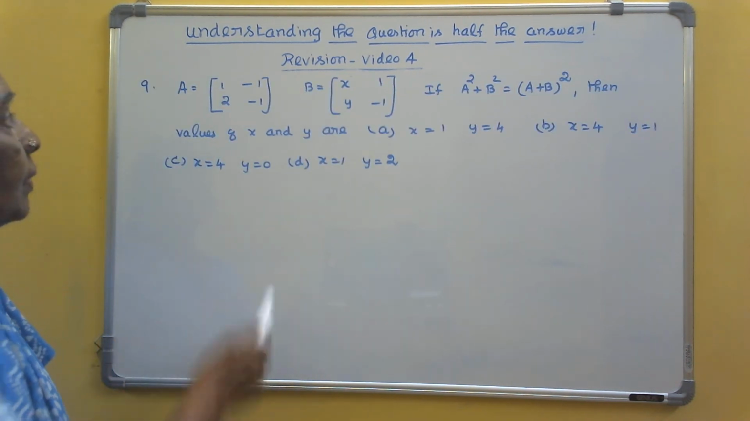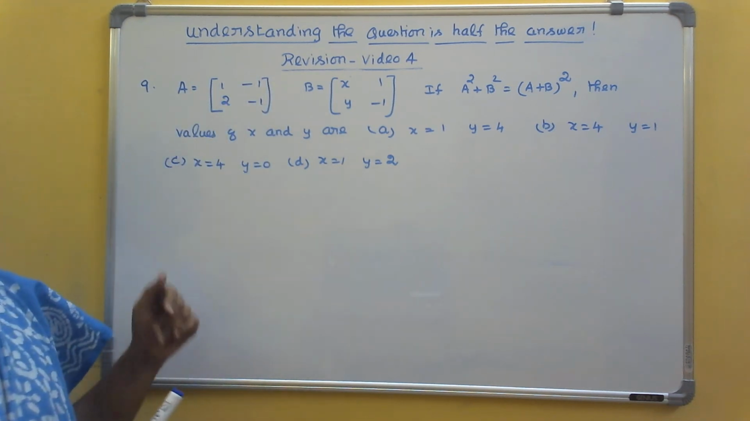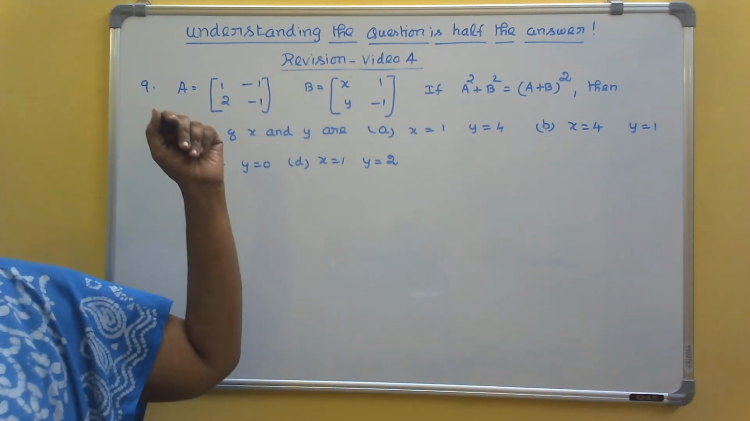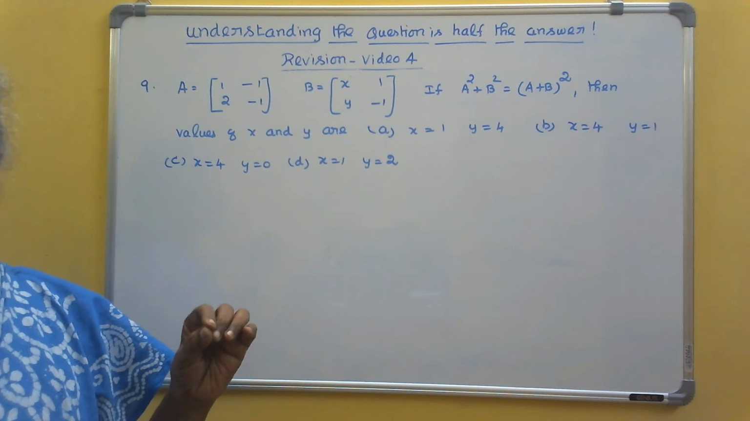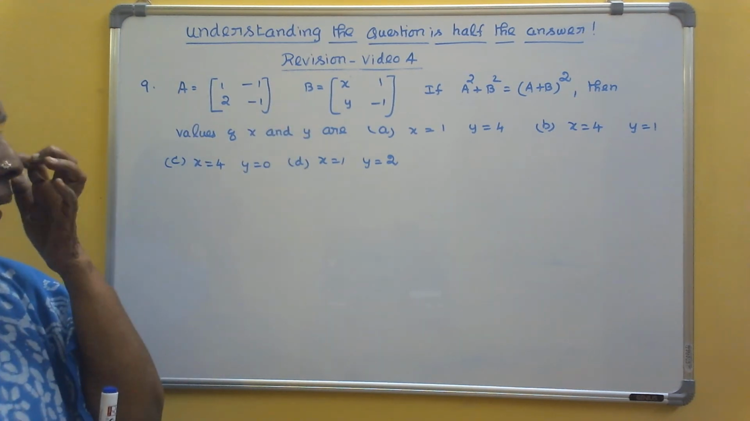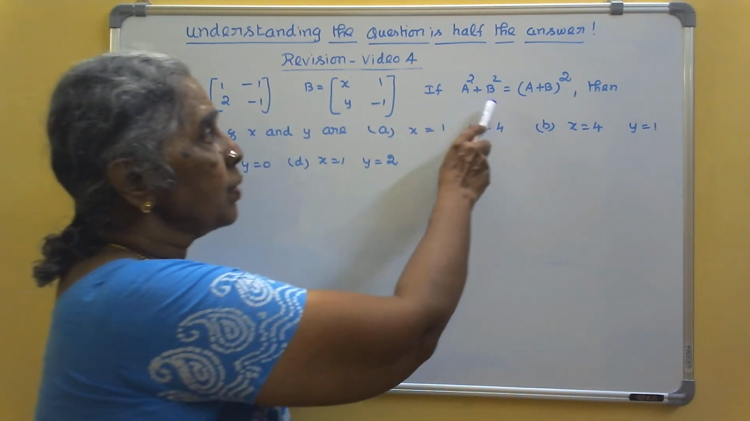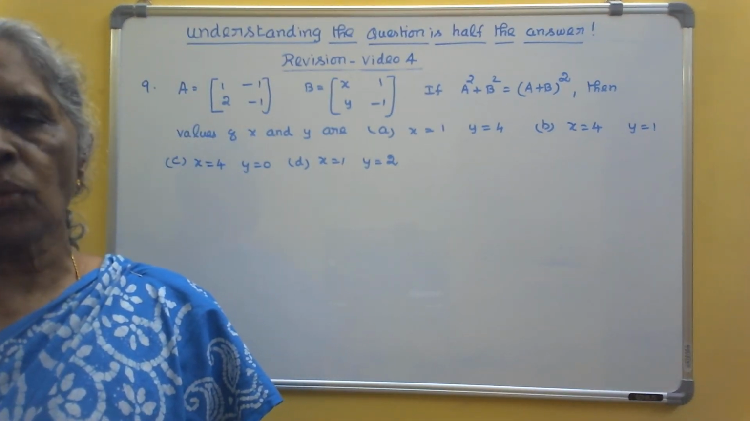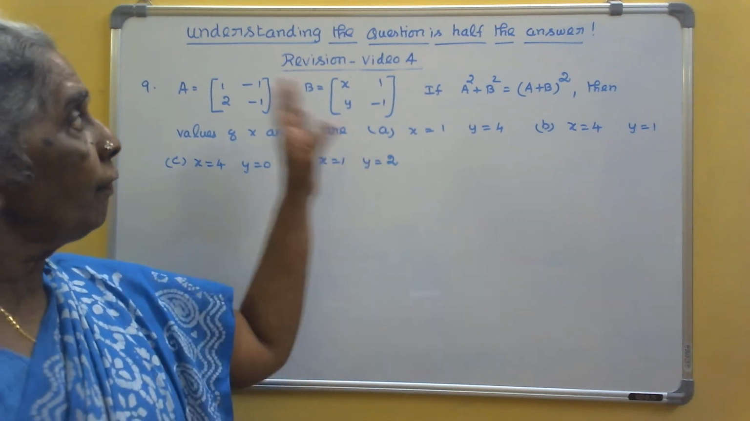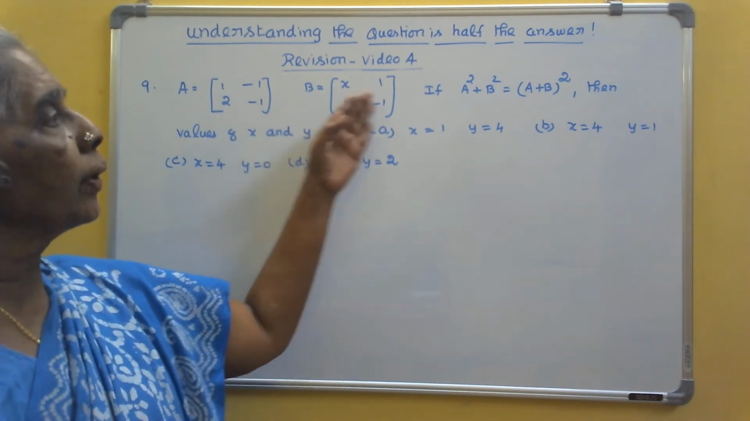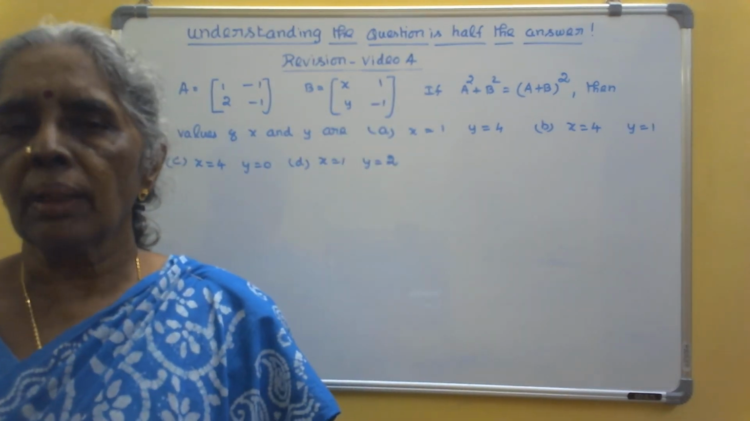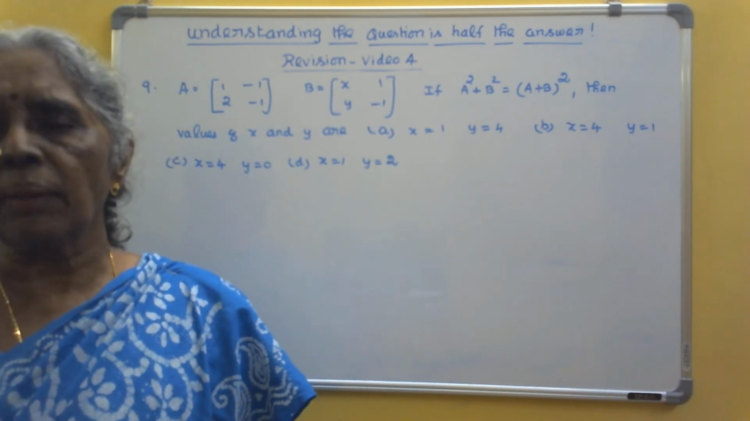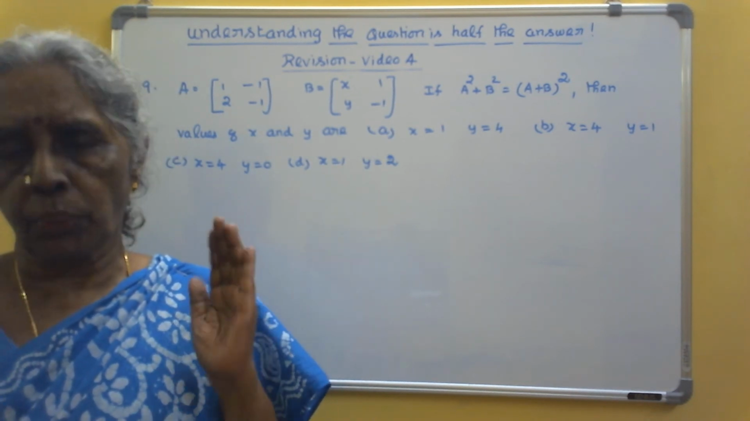Ninth sum. A is a 2 by 2 matrix, it is given. P is a 2 by 2 matrix. In that you have got x, y, like the 2 letters. They have also given A squared plus B squared is equal to (A plus B) the whole squared. You have to find the values of x and y. If you find A squared, B squared, and (A plus B) the whole squared, that will be very lengthy. Here, what you have to do?